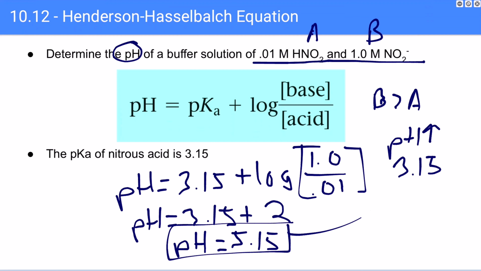Okay, so does that correlate with what we said up here? It sure does. The pH is slightly higher than that. Quite a bit higher, actually, because this is a very vast difference in concentrations of acid and conjugate base, but you get the idea here, okay?